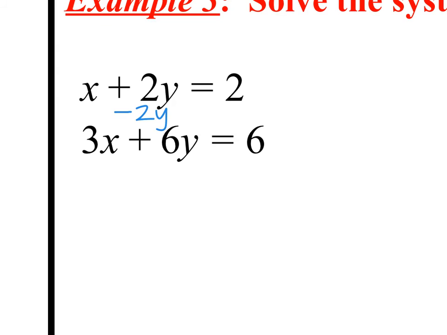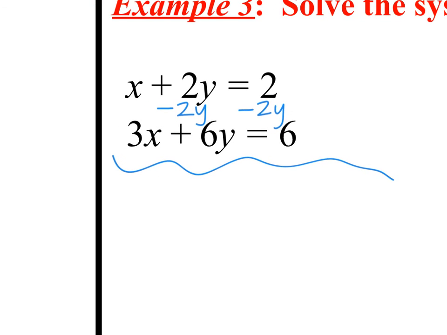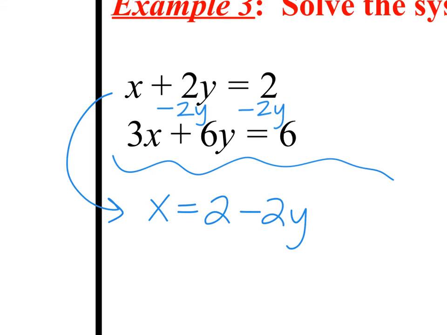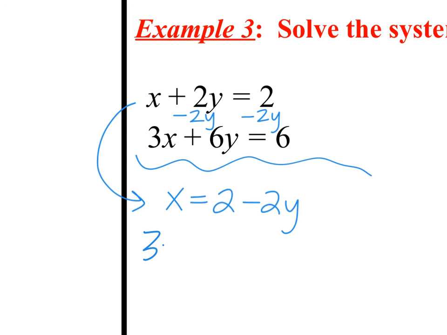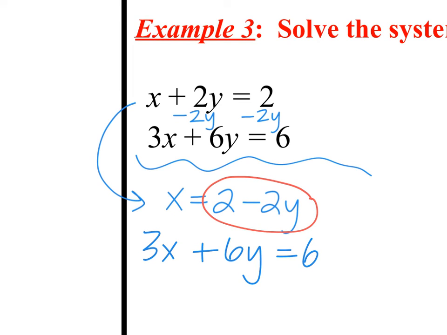If you want to do it right below it, you can. If I subtract the 2y, I'm going to write my new system now. So this becomes x equals 2 minus 2y. These are not like terms. Please do not try and combine them. You have to leave them separate. The other equation is 3x plus 6y equals 6. You should be able to substitute now. Where can you put 2 minus 2y? On the x spot. Okay, I'll let you solve this one.